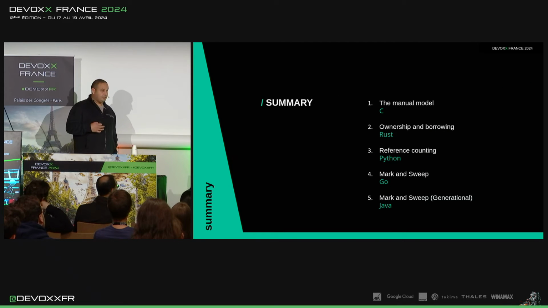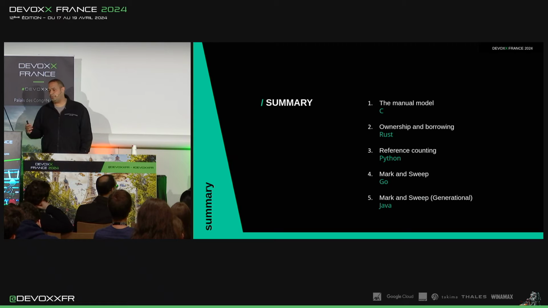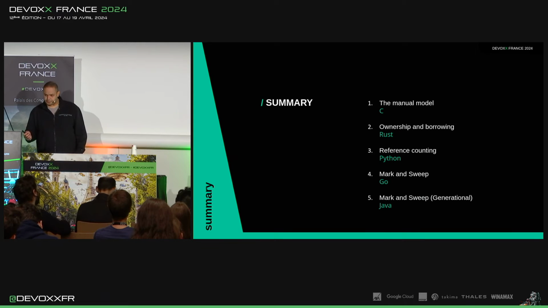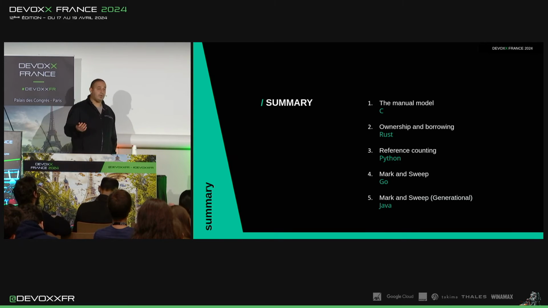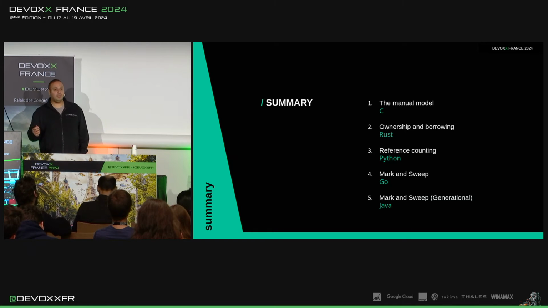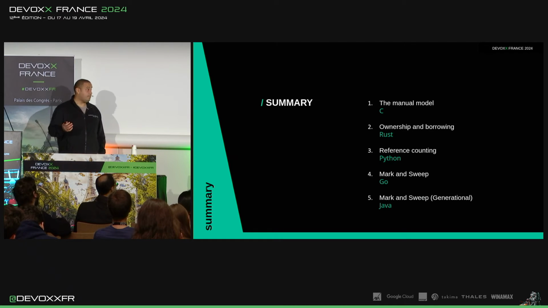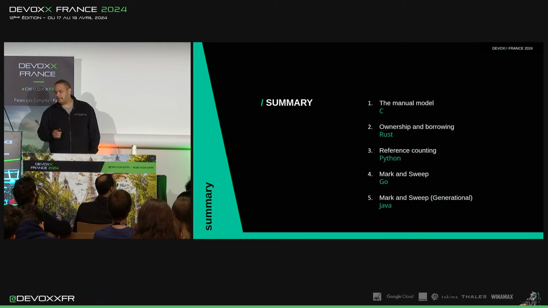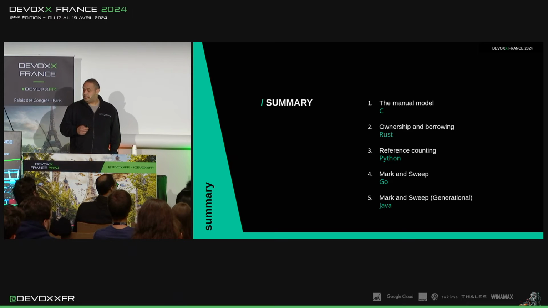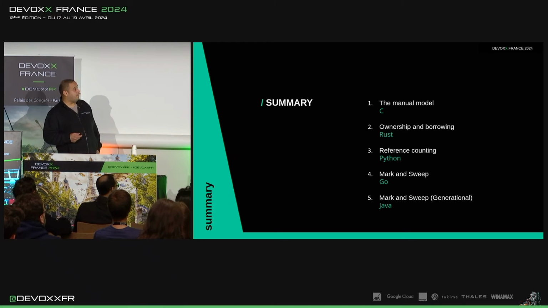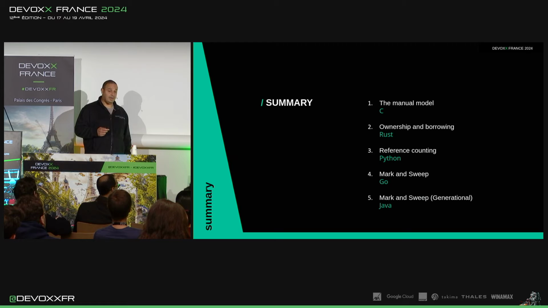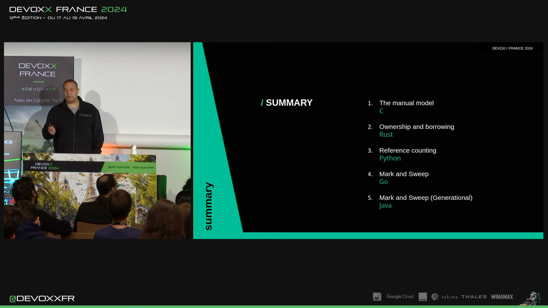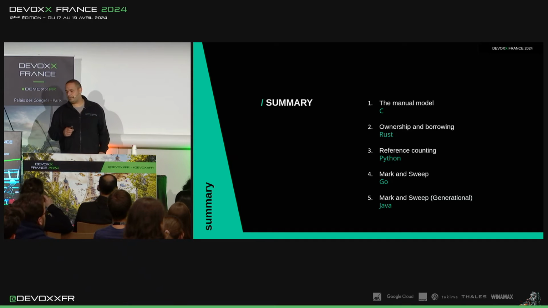So that's how the heap is done. Let's start talking about languages. We are going to go through five different languages. We are going to talk about manual memory management, which is the model used in C. Ownership and borrowing, which is the model used in Rust. It's pretty unique. Reference counting, which is used in Python. Mark and sweep, which is used in Go, and generational mark and sweep, which is used in Java. I'm going to go through all of them, trying to show some examples.